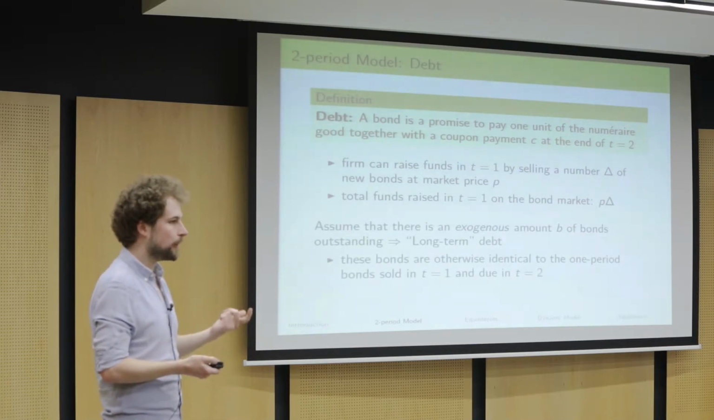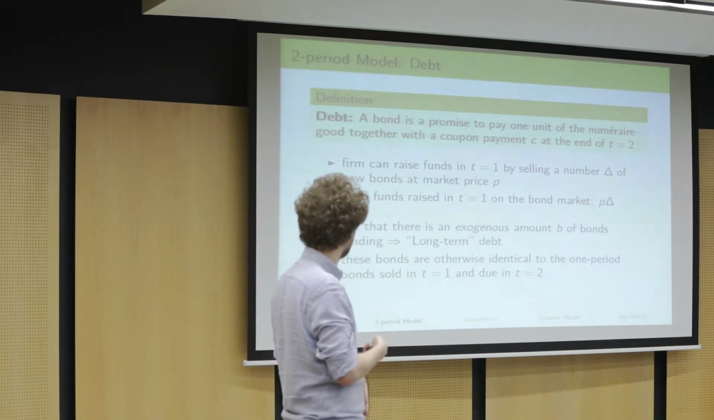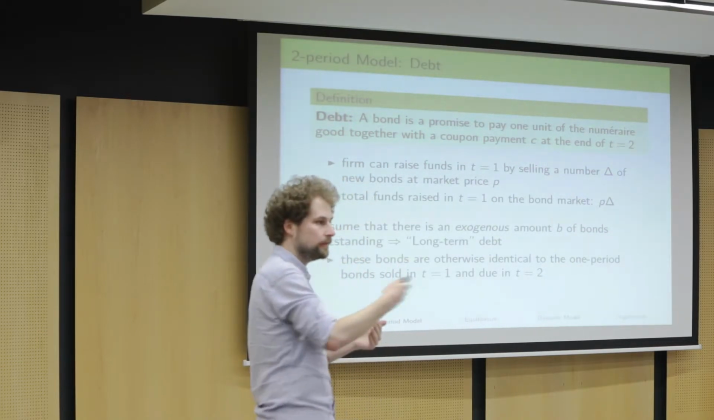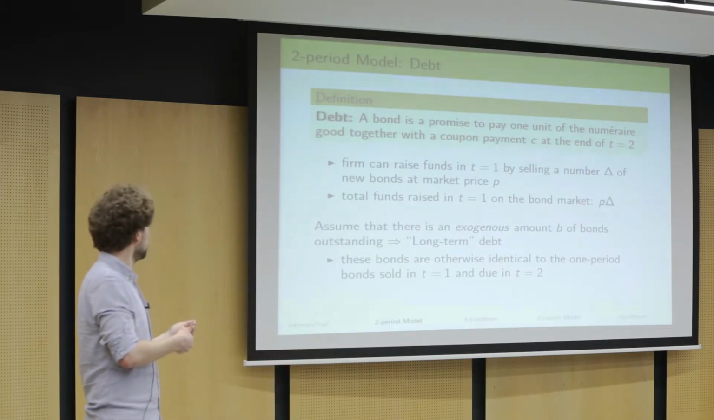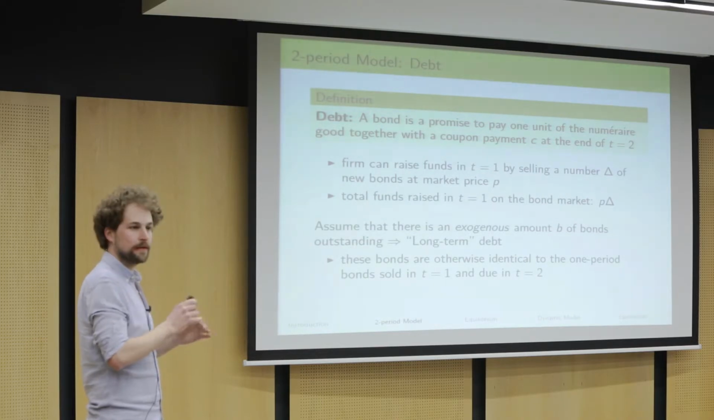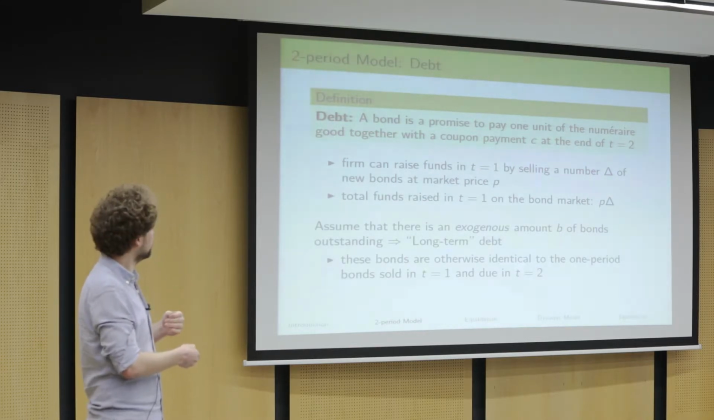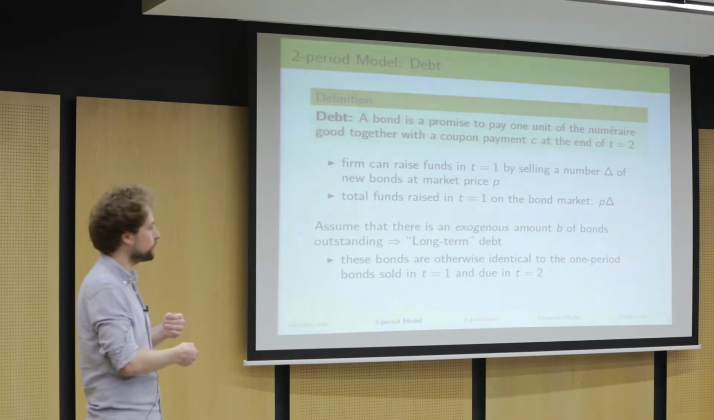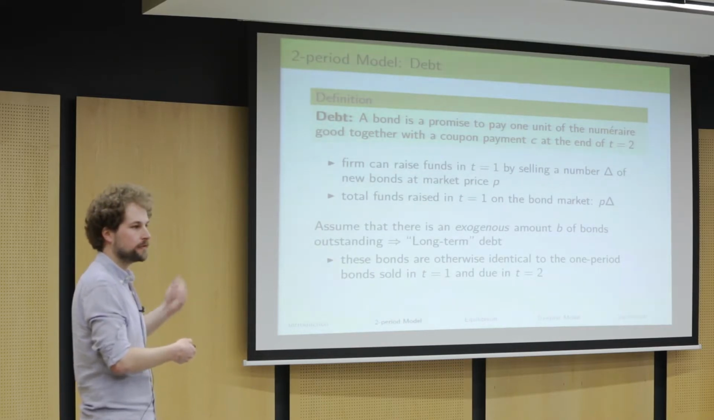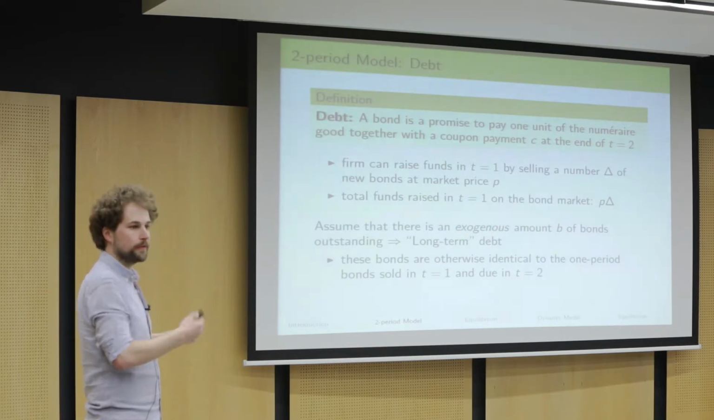Now we want to talk about long-term debt already in this two-period setup, and that's a bit hard because this firm only issues debt once here. So we assume at the beginning of time there's some exogenous amount B of these bonds already outstanding. You can think of this as long-term debt that has been issued in the past, but the key difference to these one-period bonds sold now is that this is exogenous. The firm does not choose this, it's already set in the past. It's just a parameter here. And apart from that, this is identical to the one-period bonds which the firm sells in period 1.